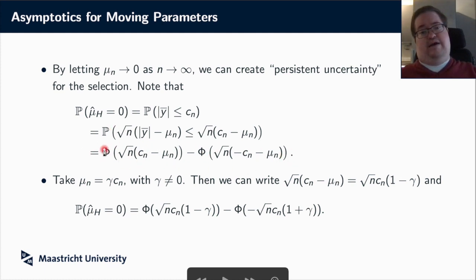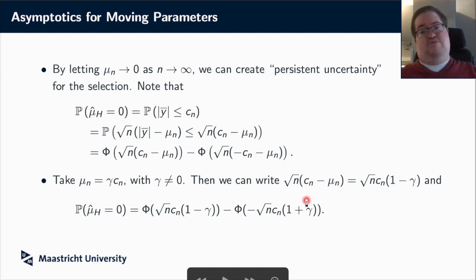and write it, again, in terms of the standard normal. Now, this is the same expression we had before. The only thing different is that now, instead of writing mu, I write mu n to indicate that for every n, I might take a different mu. Now, how am I going to take it? Well, let me take it as gamma times Cn. So I'm going to take the same Cn as here, and I'm going to take gamma times that one, where gamma, of course, should be not equal to 0.